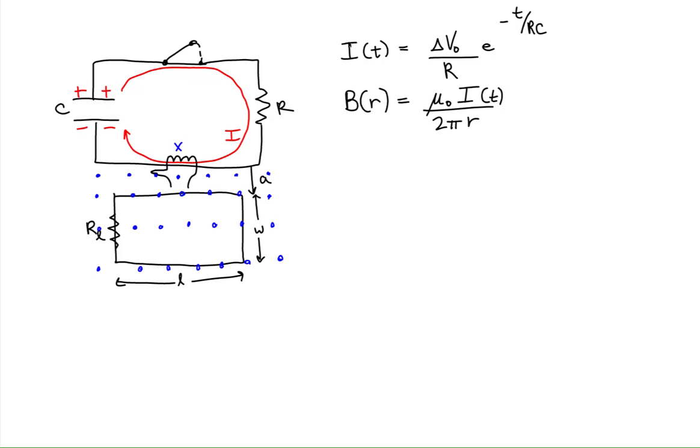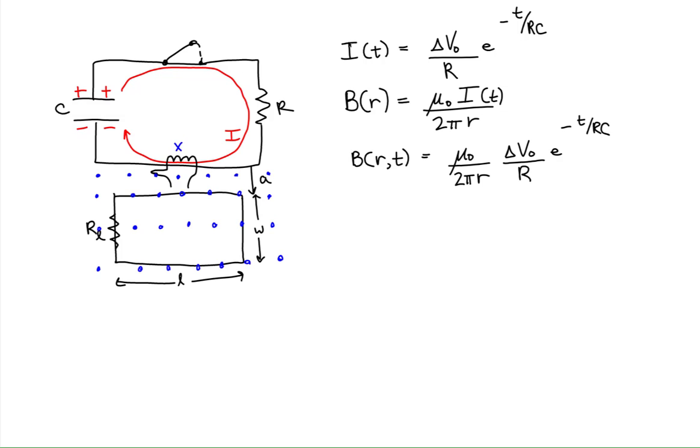So we could rewrite the magnitude of the magnetic field as a function of distance and time being equal to mu naught over 2 pi times the distance away from the current carrying wire. And this is times our current in the RC circuit, which is equal to the potential difference of the charged capacitor over the resistance of our resistor, e to the minus t over the product of the resistance and the capacitance.